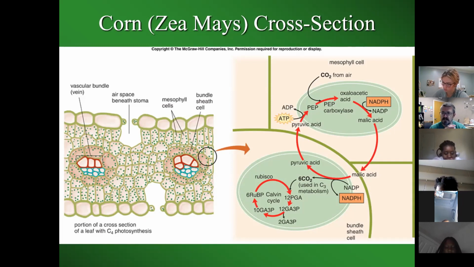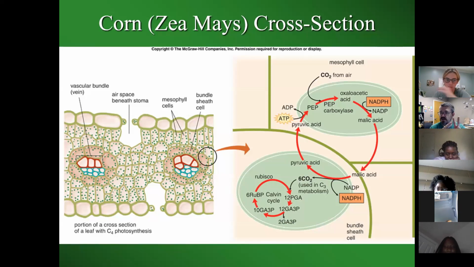Is anybody lost? So we got one more kind of photosynthesis coming. Do you think you could describe the difference between C3 and C4? Okay.